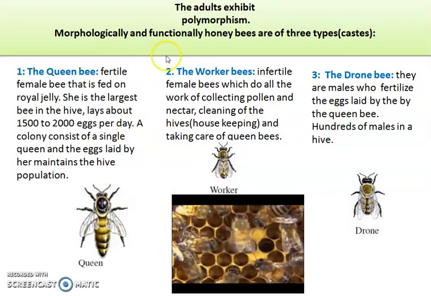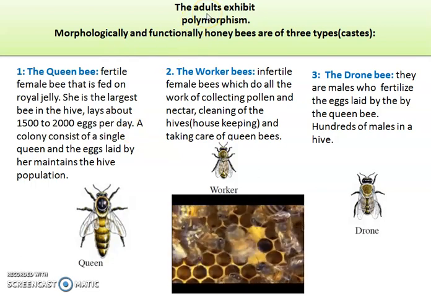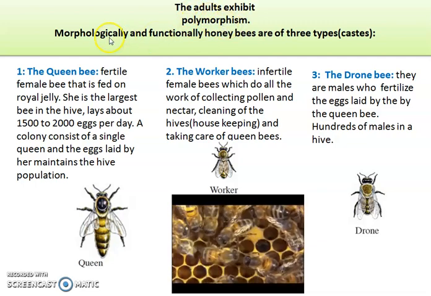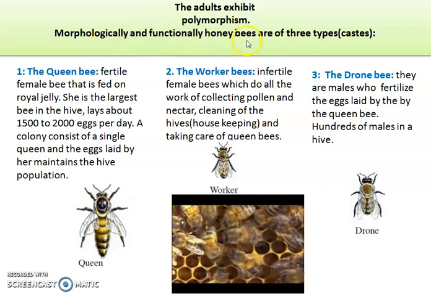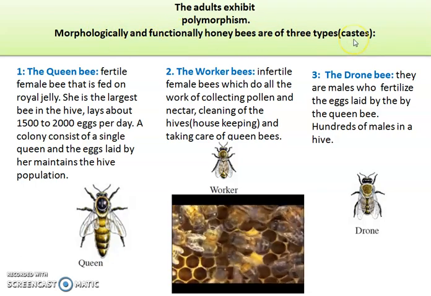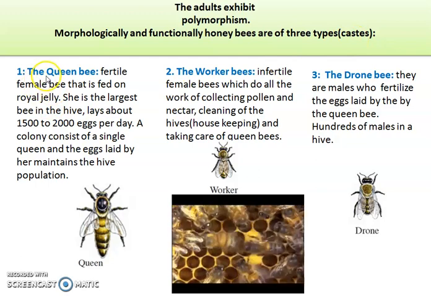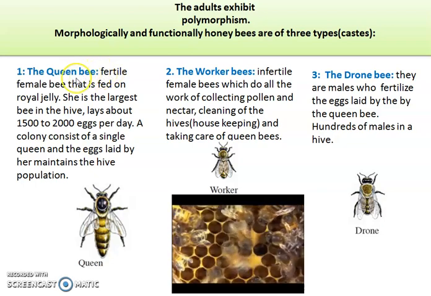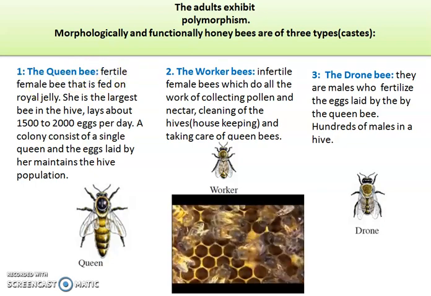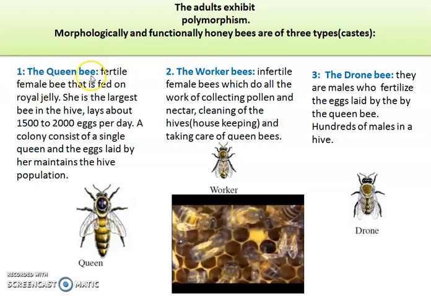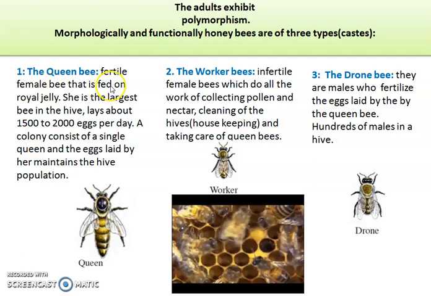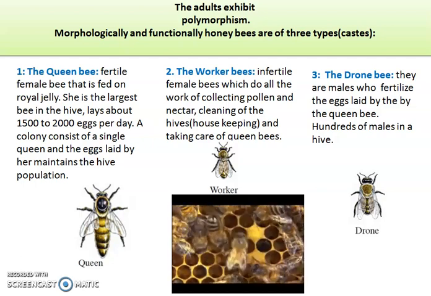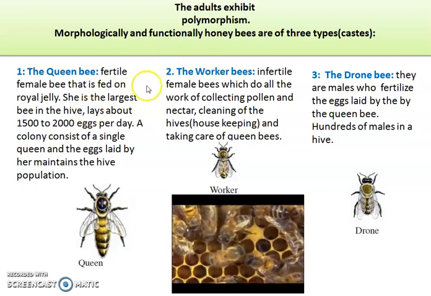Now the adult bees exhibit polymorphism. Poly means many, morphology, their structure. So what is it? Morphological or functional differences you see in honeybees. There are three types or three castes. The one, as you know, the queen bee, this is the biggest in the hive, the dominant one, the most superior one. She is the fertile female, that means only she can lay eggs. She is fed on royal jelly, because she is the queen, her diet is taken care of. She gets royal jelly, rich food. She is the largest in the beehive.